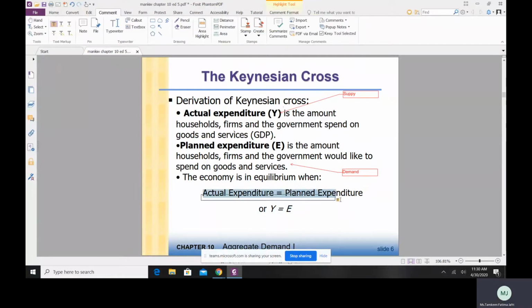So this is a very important identity. What we are saying is that in equilibrium, your actual supply, your actual expenditure, your actual spending, should be equal to your planned expenditure, or how much you would like to spend on goods and services, or the demand for goods and services. So putting it simply, in equilibrium, Y should equal E. Again, keep in mind that Y is the actual supply of goods and services, and E is the planned demand for goods and services.